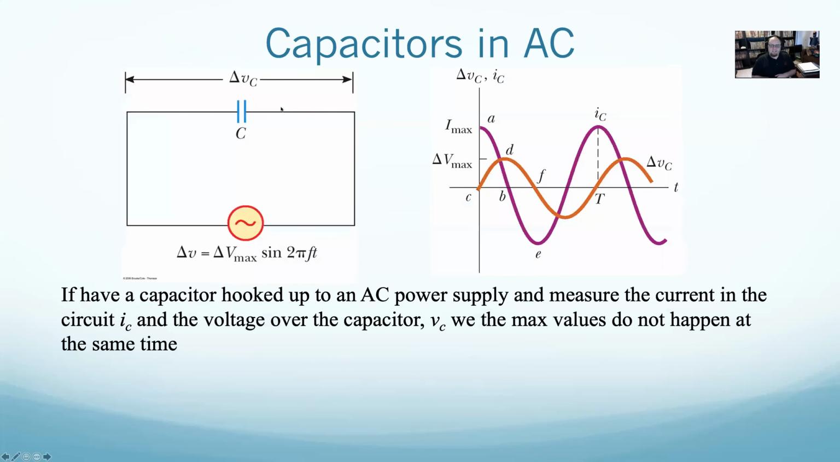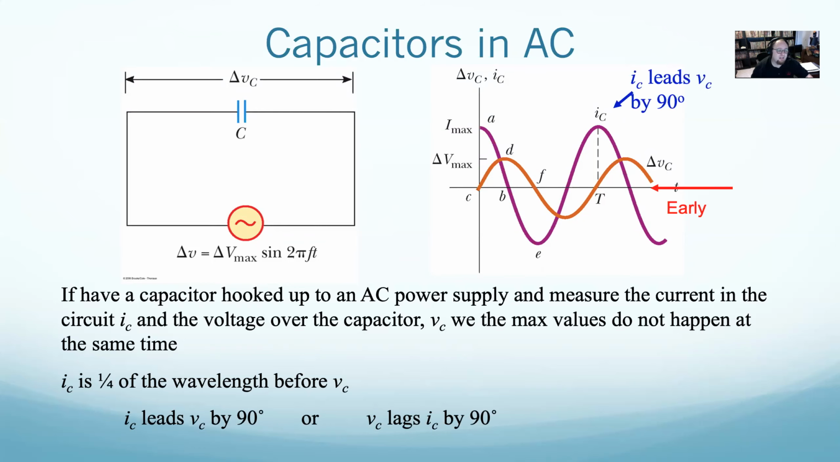Is that it gets a little interesting. If you have a capacitor hooked up to an AC power supply and measure the current in the circuit or the voltage over the capacitor, you find the max values do not happen at the same time. That the maximum current happens a quarter of the wavelength before the maximum of the voltage. And the reason for this is just the fact that it's sometimes helping the battery along. It's sometimes holding the battery back.